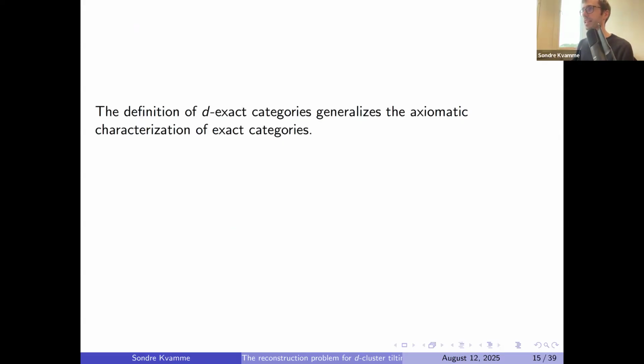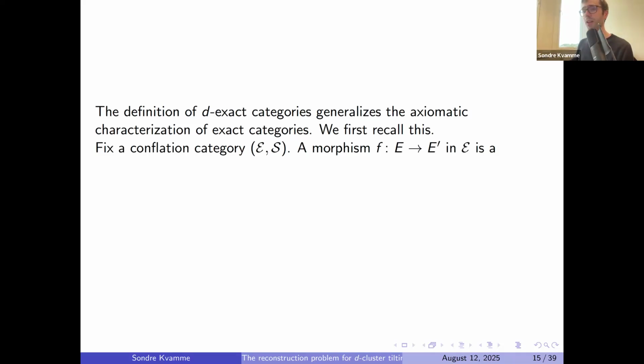So the idea is that the definition generalizes the axiomatic definition of exact categories. So I will start by recalling the axiomatic definition or characterization of exact categories, and then afterwards go on and define the higher versions, the D-exact categories. For this axiomatic characterization, I first need to recall the notion of inflation and deflation.